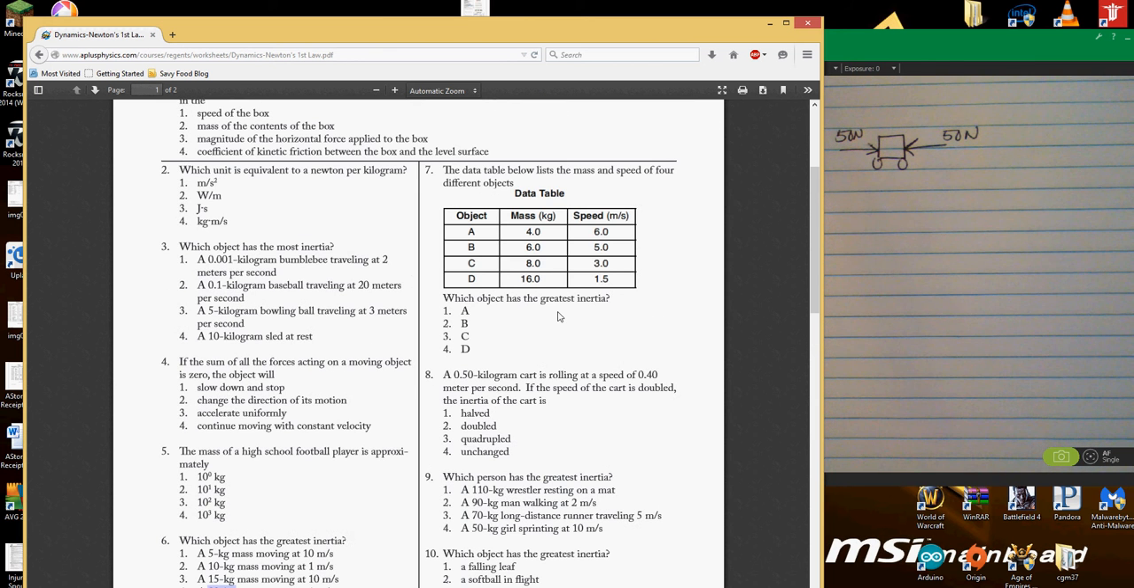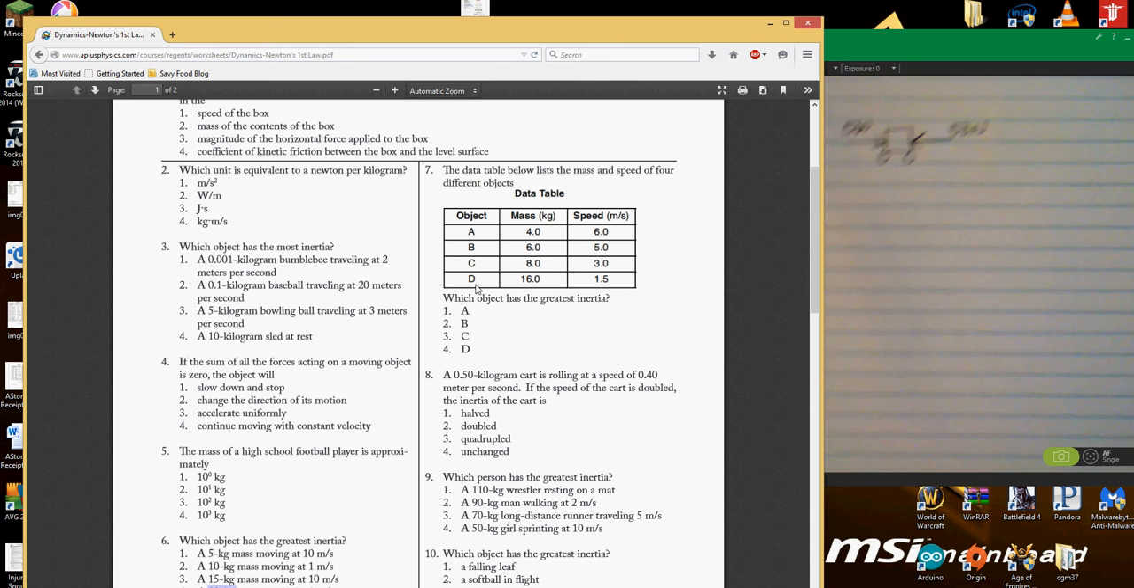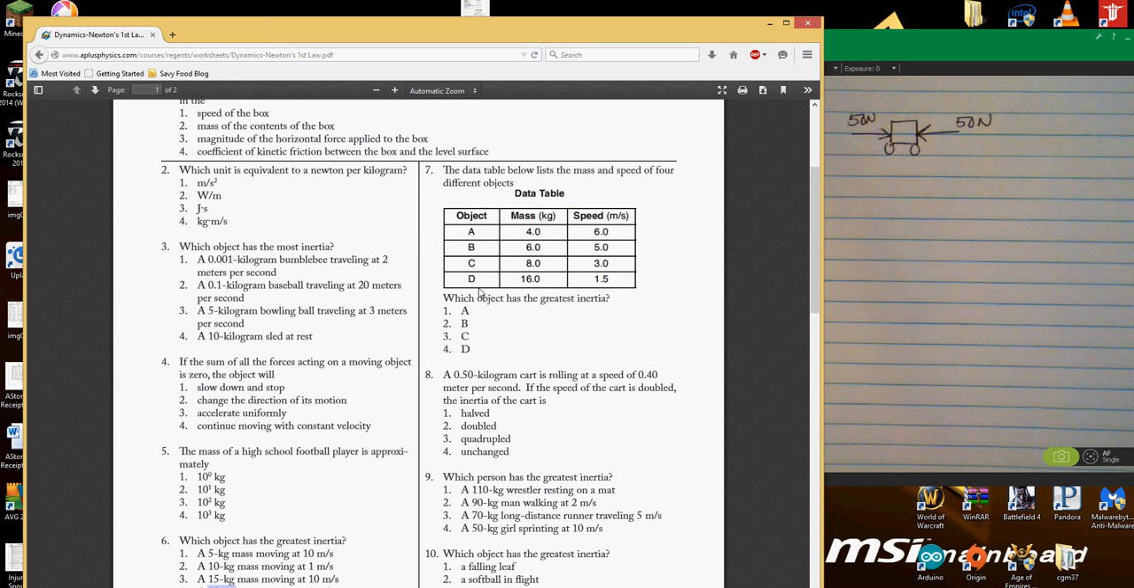For question number 7, the data table below lists mass and speed for 4 different objects. Which of the objects has the greatest inertia? Again, you can neglect speed. It does not affect it. You're looking at the mass. 16 kilograms is the greatest, which means that your answer should be D, which is number 4.